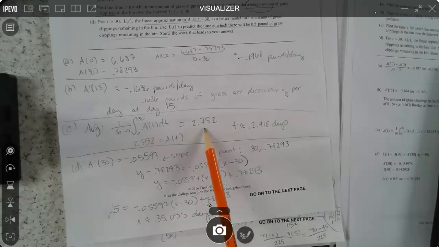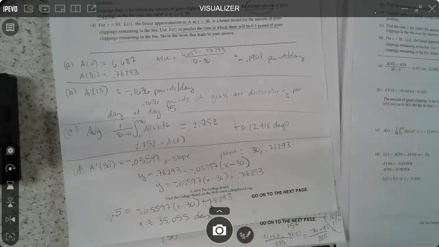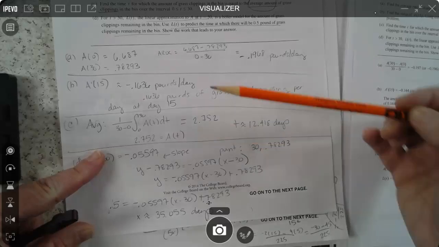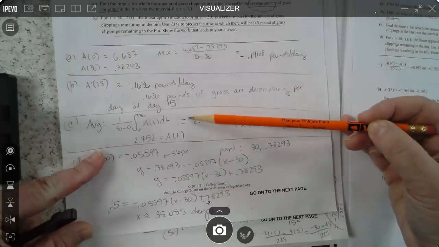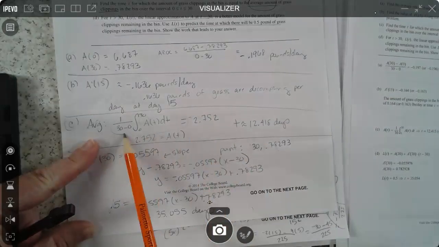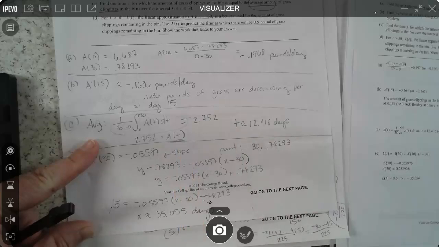I did not put units right there. I haven't looked at the scoring guide to see if I've lost points there. I guess I should check my answers. So I ran it here, and it wants to know, find the time when it's equal to the average amount. So when does this equal A of t?